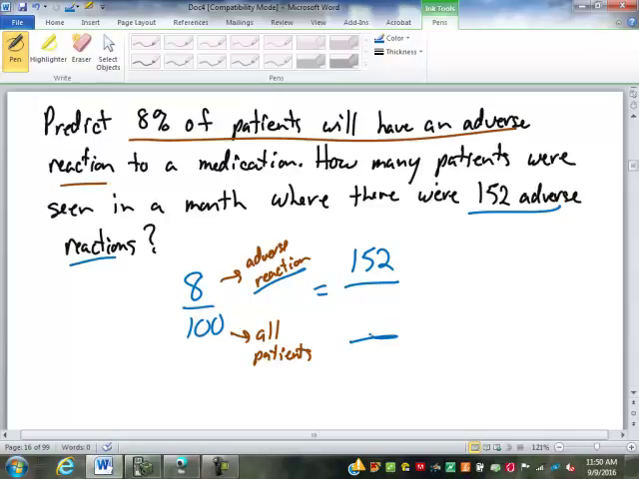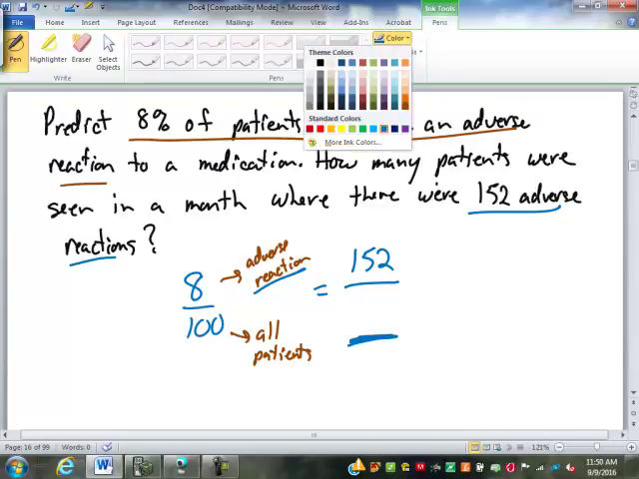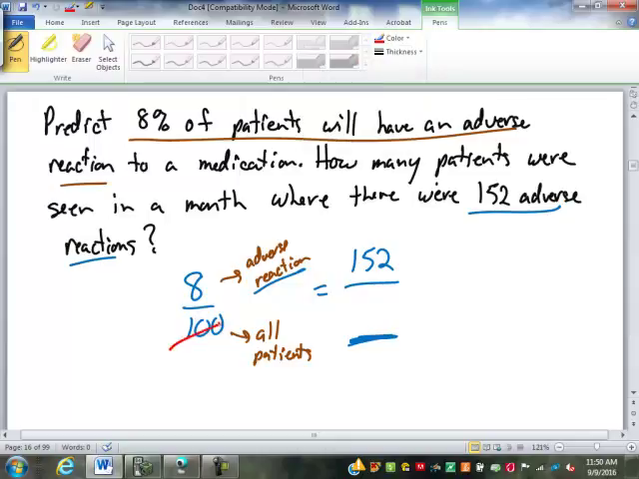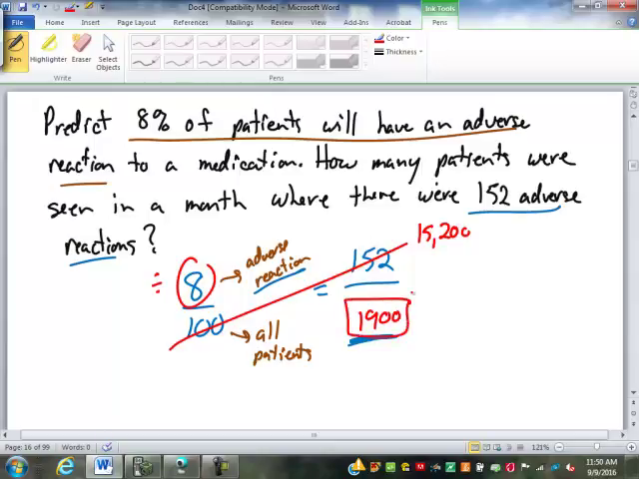But before we cross multiply and divide, we have to ask ourselves, is this what we're looking for? Are we looking for the total number of patients? Yes, we are. Now, that seems kind of silly to ask here, but in some other questions we come to later, that might not be what we're actually looking for. So now we'll go ahead and cross multiply and divide. 100 times 152 is 15,200, divided by 8 gives us 1,900. So during that month, we saw approximately 1,900 patients.